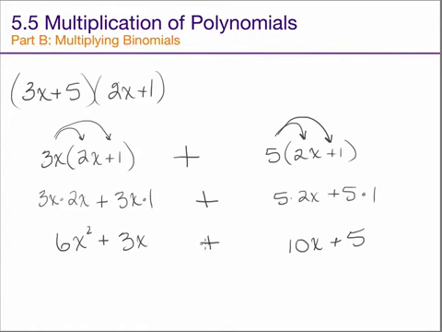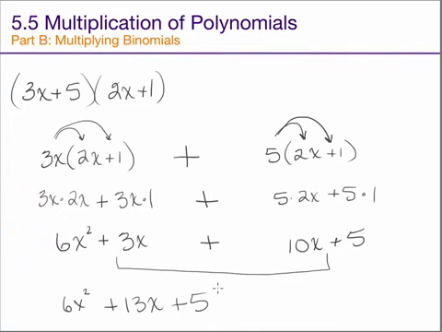Now, since I'm adding all of these things together, it doesn't matter what order I add them together in. So I'm going to add together the things that are similar. In other words, I'm going to combine like terms. I get 6x squared plus 3x plus 10x plus 5. This is my final answer.